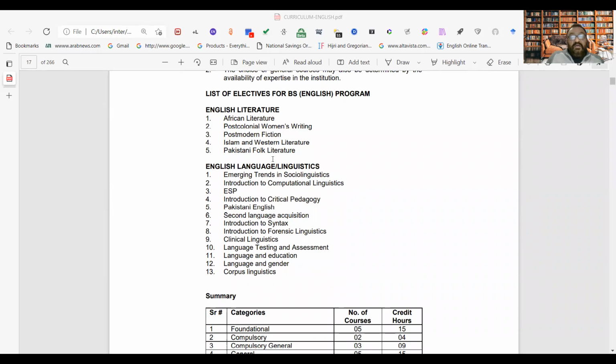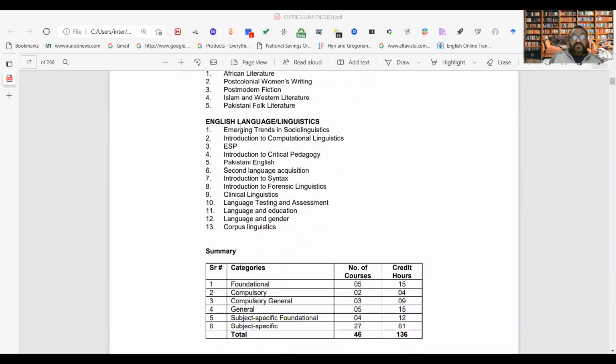In English literature you can take African literature, post-colonial women writing, post-modern fiction, Islam and Western literature, Pakistani folk literature. Or also, if you want to do English language or linguistics, if you want to have a foundation base and you want to go for a master in English linguistics, or English language, or master in applied linguistics, and then MPhil or MS in English linguistics, or applied linguistics or language, then you can take these courses.